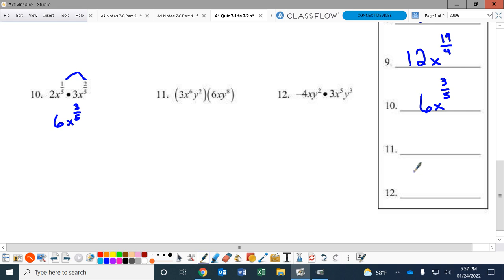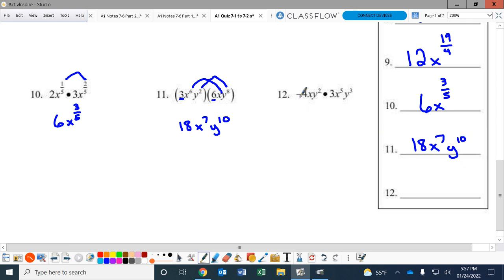It's done. For this next one, we're going to multiply the numbers out in front. 6 times 3 is 18. We're going to add the exponents on the x's. So 6 here, 1 here. That's going to give us a total of x to the 7th. For the y's, that's going to be 2 plus 8, which is going to be y to the 10th. So 18, x to the 7th, y to the 10th.